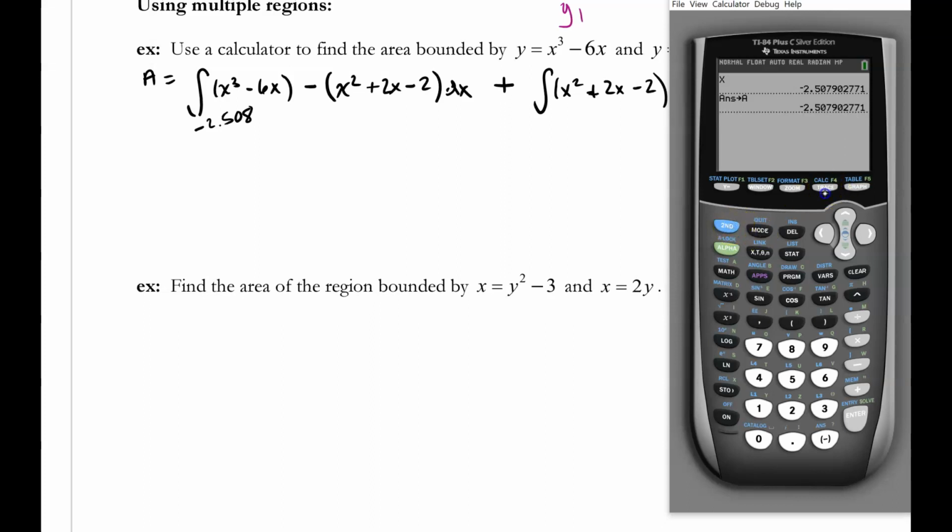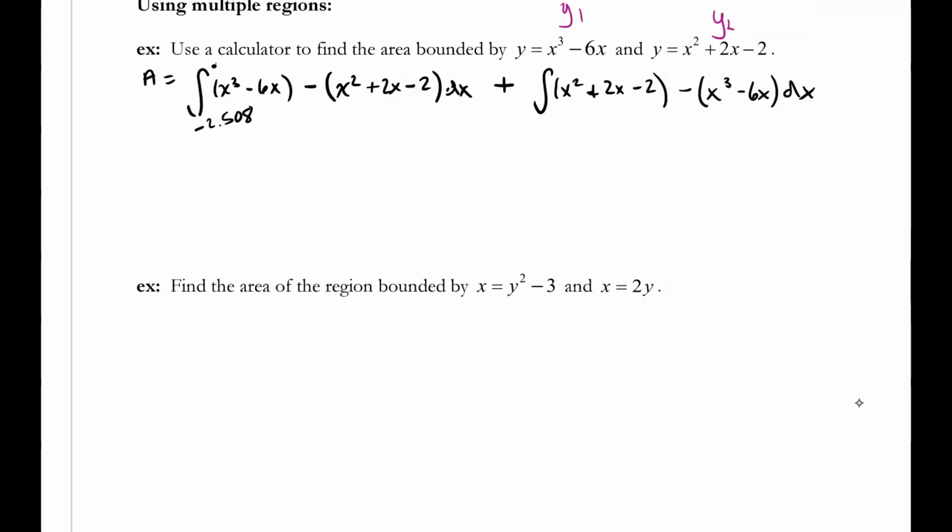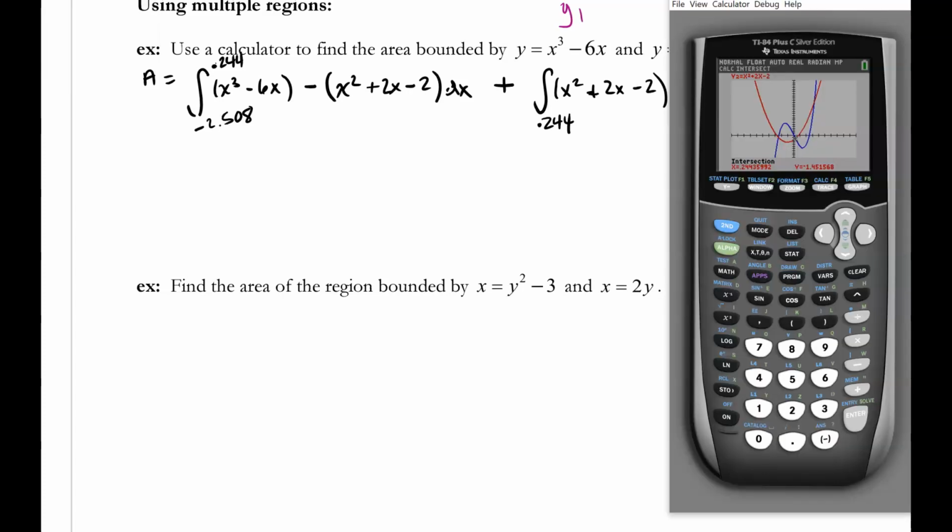All right, then second trace, 5, intersect. We'll go find the next one. Enter, enter, enter. We get 0.244. So I'm going to write that down here. And I know that if that's where I'm stopping my first integral, that's going to be where I pick up for the second one. And then in the calculator, without going left to right, I'm going to hit second mode to quit, hit the variable x, hit enter. We're going to store that under B.